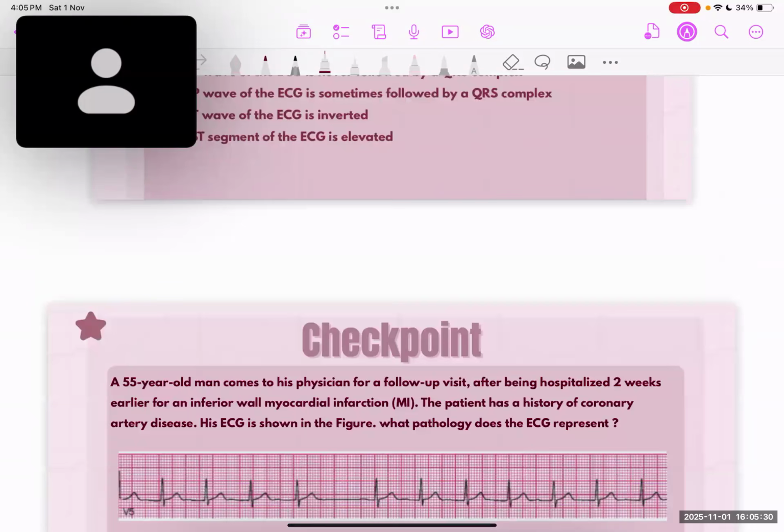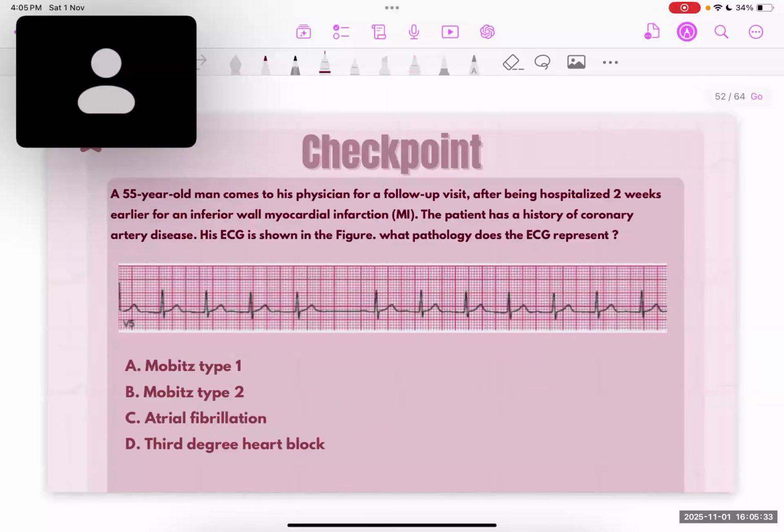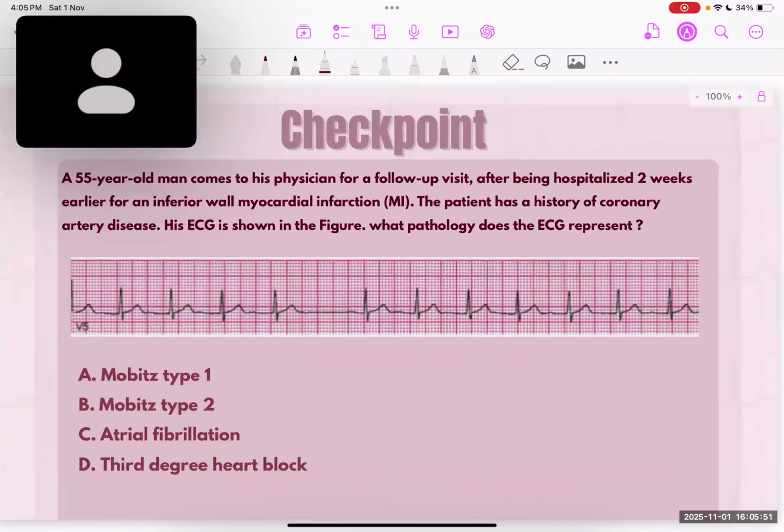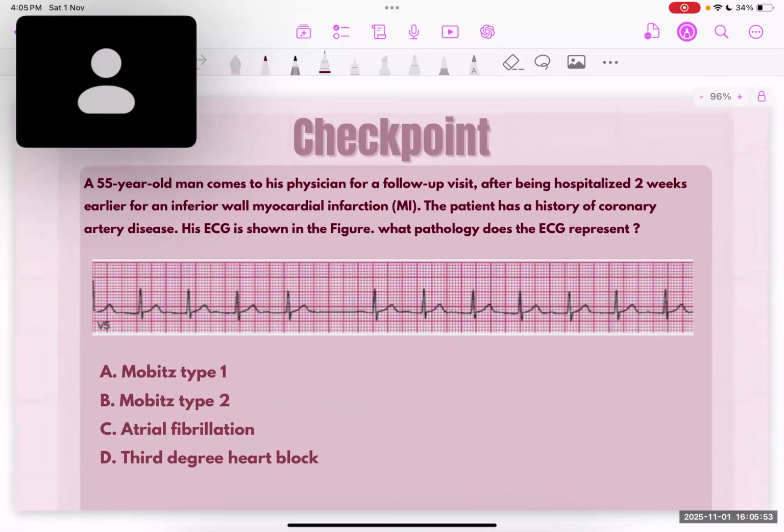Perfect. A 55-year-old man comes to his physician for a follow-up visit after being hospitalized 2 weeks earlier for an inferior wall myocardial infarction. The patient has a history of coronary artery disease. His ECG is shown in the figure. What pathology does the ECG represent? Okay. So now I'm going to ask why. Why not type 1? So B. Yes, it is type 2.